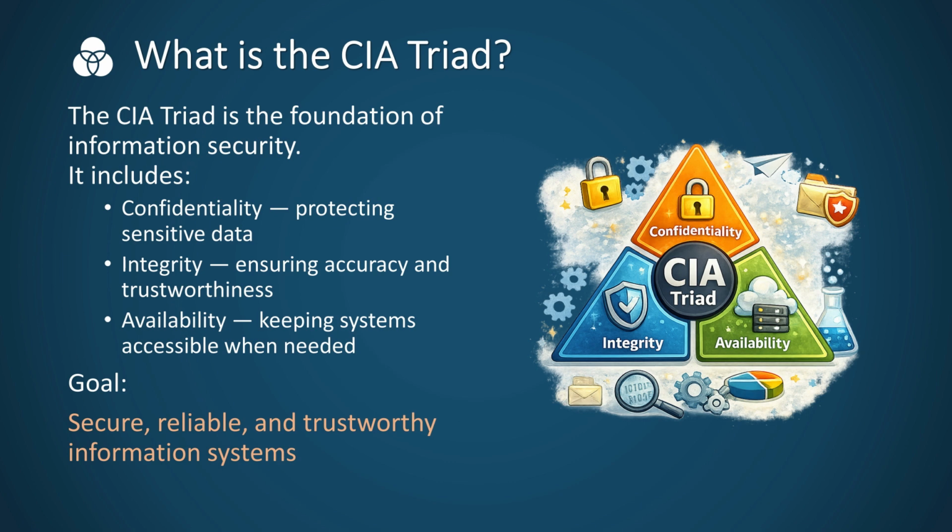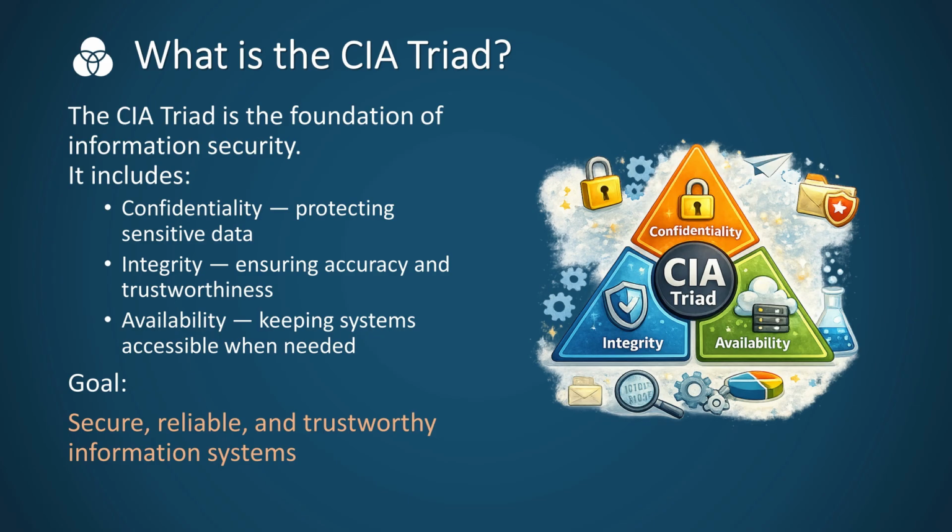Starting with confidentiality. This simply means keeping information private and ensuring that only the right people can access it. Think of it like locking your personal diary so no one else can read it. For example, in a hospital, patient records should only be accessible to doctors and nurses involved in treatment. If unauthorized people can view them, that's a confidentiality failure. Organizations enforce confidentiality using passwords, encryption, and secure communication channels. When confidentiality is compromised, it can result in data leaks, regulatory fines, and loss of trust.